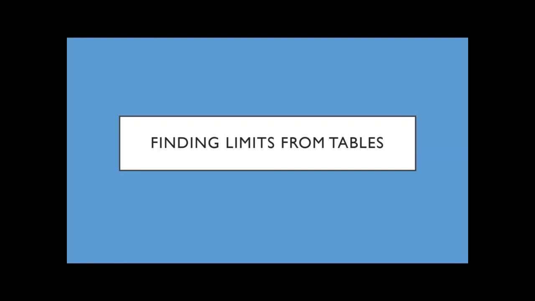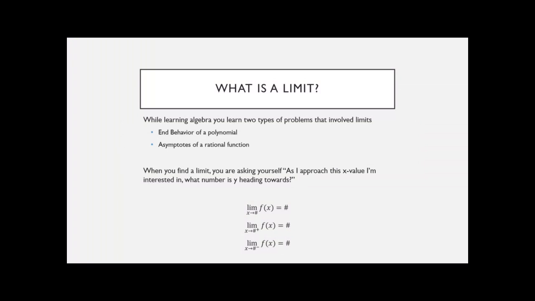How do you read the table to find the limit? All of that kind of stuff. So a limit is something that you're essentially introduced to in calculus, but you've seen it actually in algebra when you learn about end behavior of polynomials and then asymptotes of rational functions. When you're looking at end behavior and asymptotes, you're really finding a limit, but we're not introducing it in those terms. We're kind of talking about the concept, but you don't really know the formal definition.